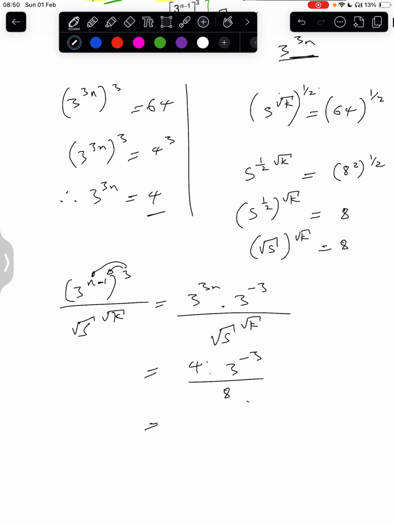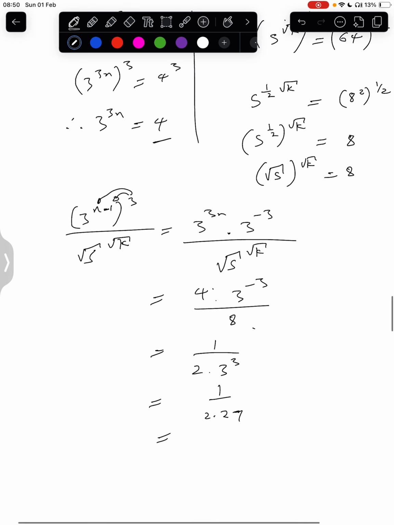4 divided by 8, that's just half. It's just half times this one. Take it down here, the exponent changes sign. So that's just 1 over 2 times 27. 7 times 2 is 14. 40 plus 14 is 54. And we are done with this one.